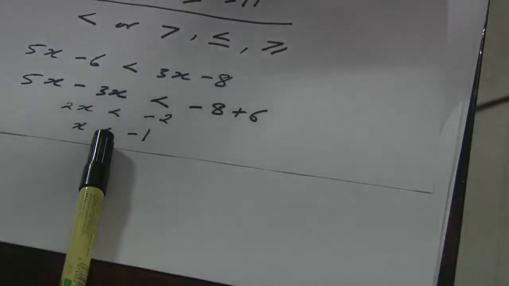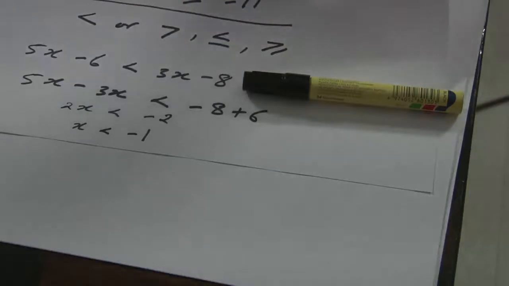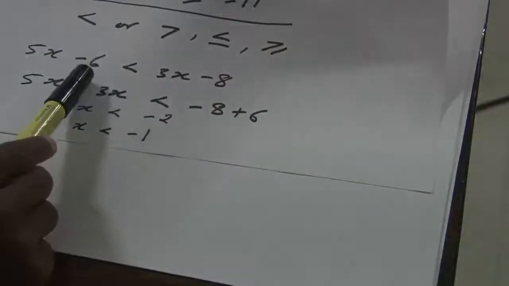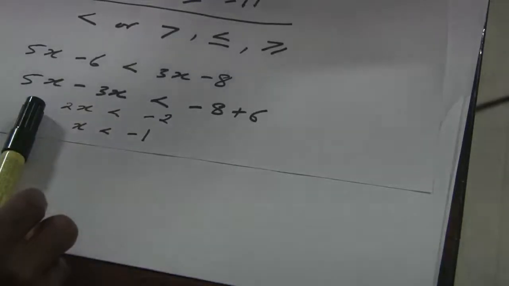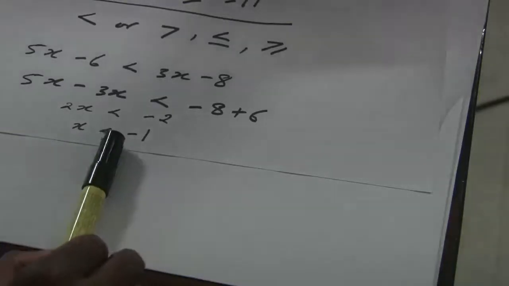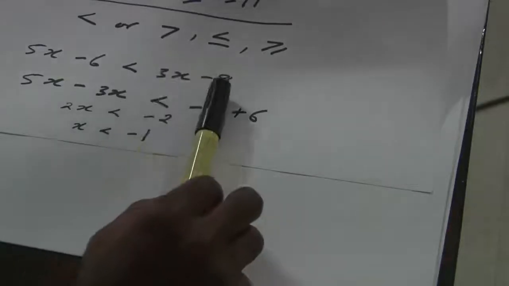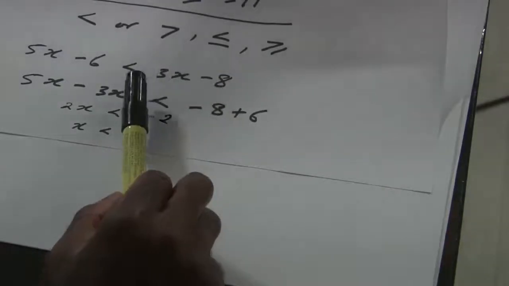What does this mean? This means that all the values of x that are less than negative 1 will satisfy this inequality, which means if you take an x that is less than negative 1, say negative 2, and you substitute it in this inequality, you will get that the left hand side will be less than the right hand side. Okay, but if you take a number that is greater than or equal to negative 1, this inequality will not be satisfied. Your left hand side will not be less than the right hand side. So this is what it means.